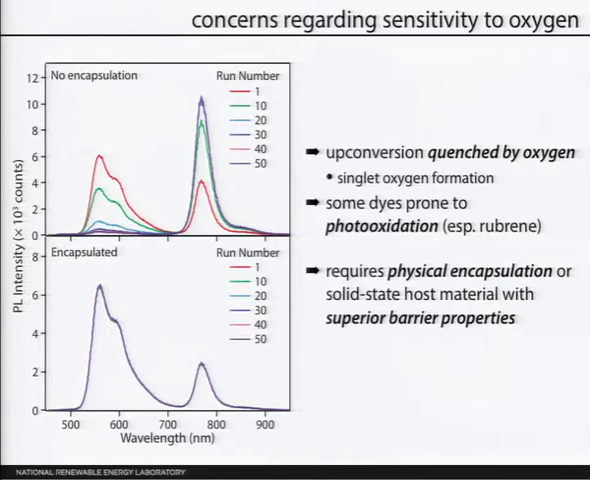And this means that we require either physical encapsulation, as we can see in the plot on the left-hand side. When there is no encapsulation of the system, we see a significant decrease of the rubrene emission, and this is over the course of about a minute. In the encapsulated system, we see that the rubrene emission is essentially constant. But another option for preventing the presence of oxygen in these systems is to use a host material that has superior barrier properties.